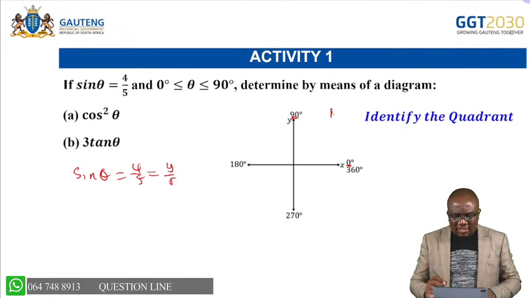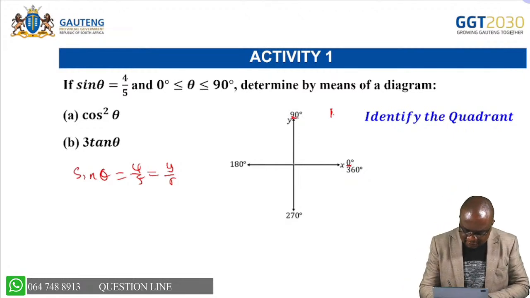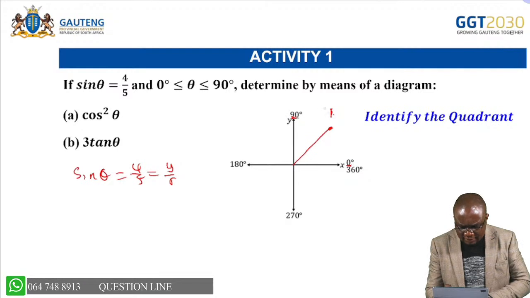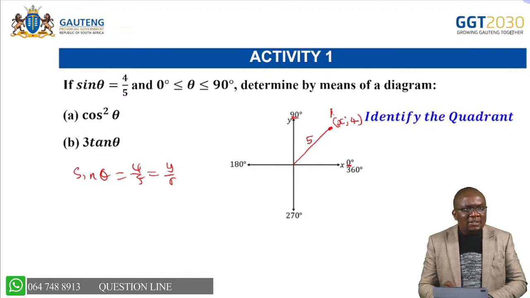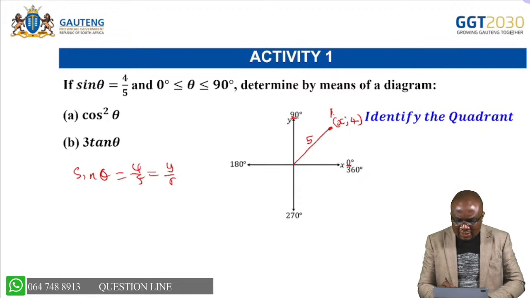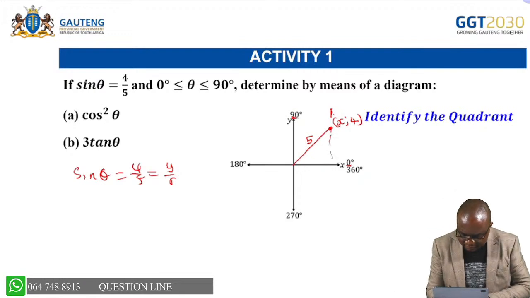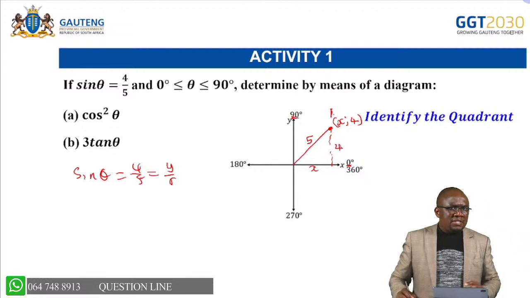But before I do that, let me fill in the things that I'm given. Quadrant 1, I'll draw my ray there. I have y, but I don't have x. So here I'll write x, and then y is 4, and r is 5. Do you see I'm writing r along the ray? Then this is our y, 4, and this is our x. Both of them are positive in quadrant 1.